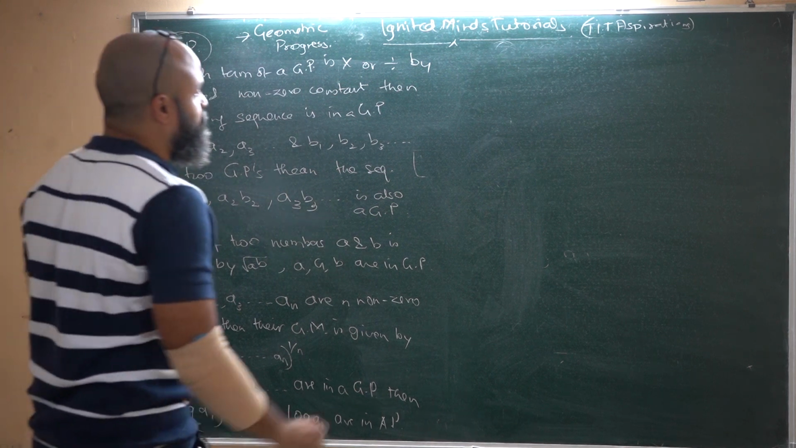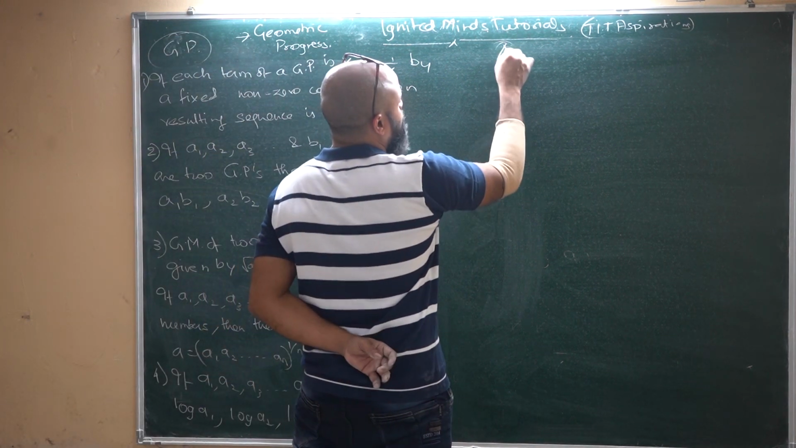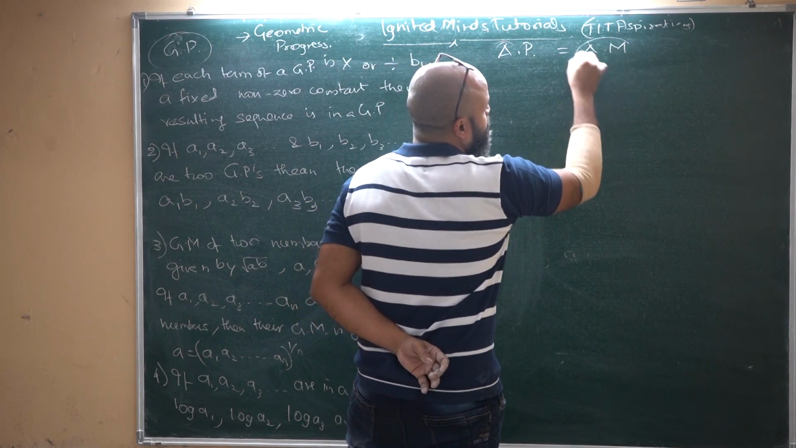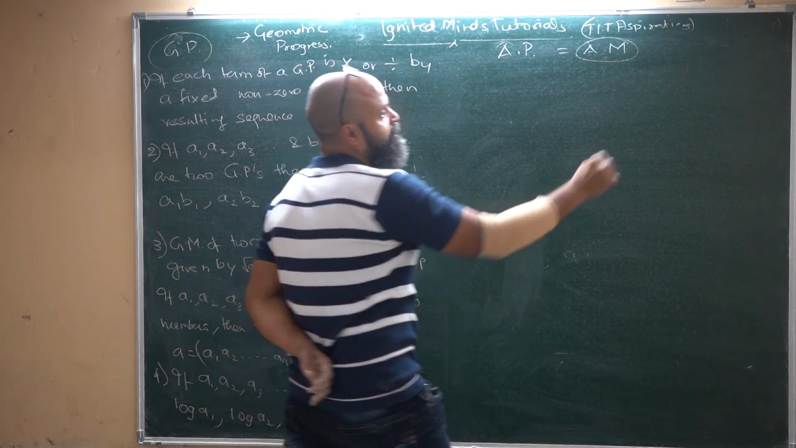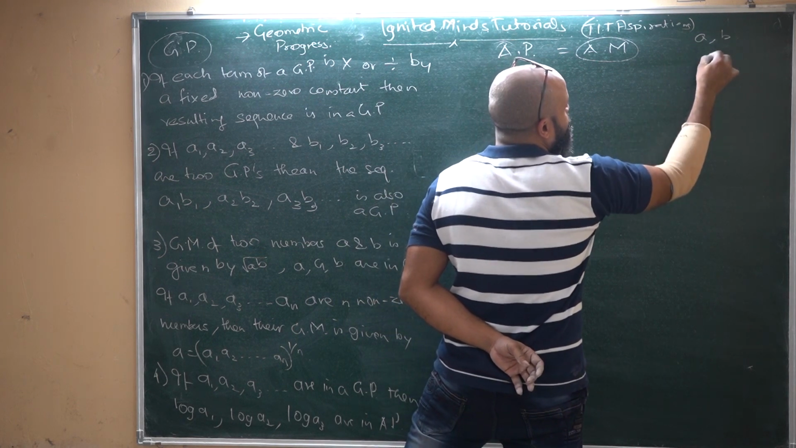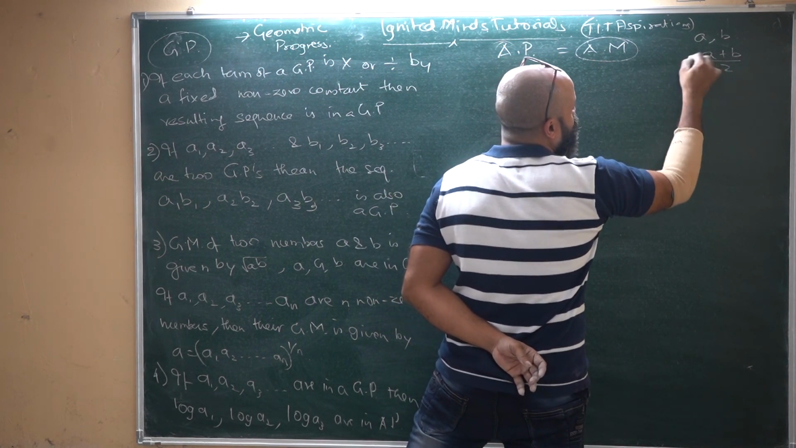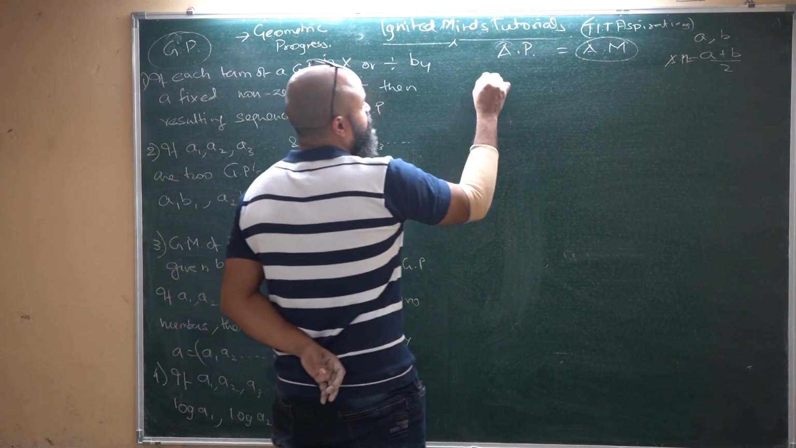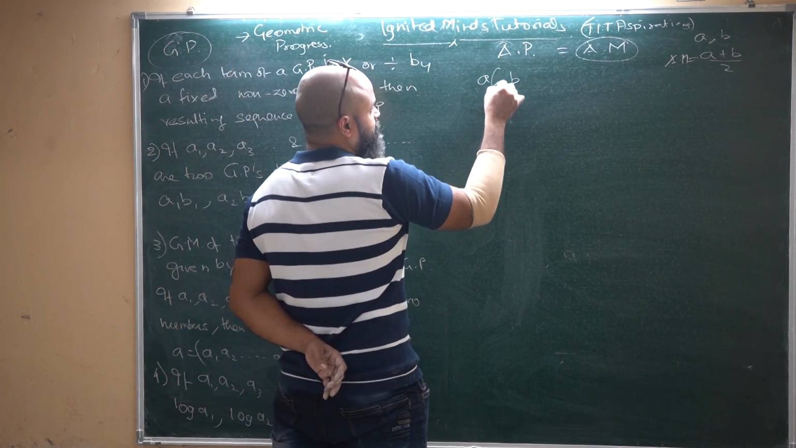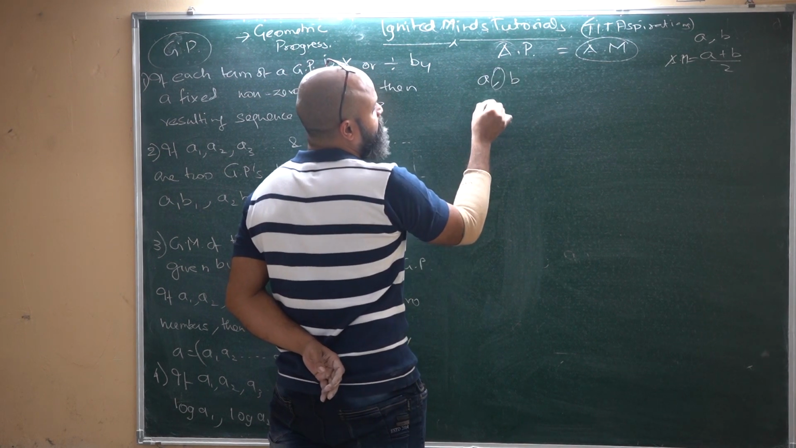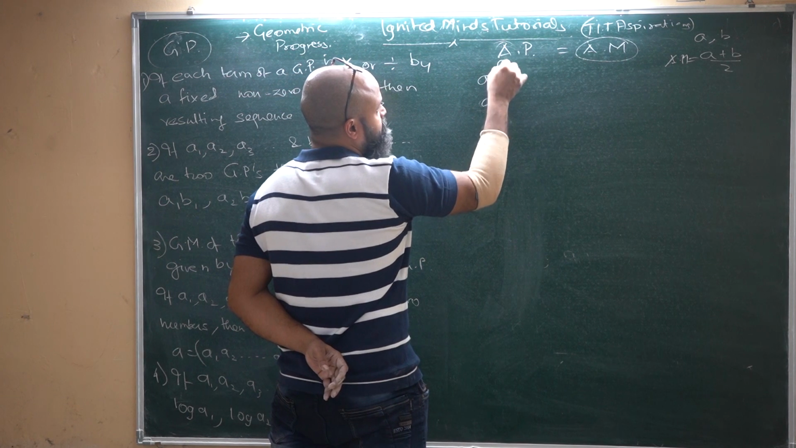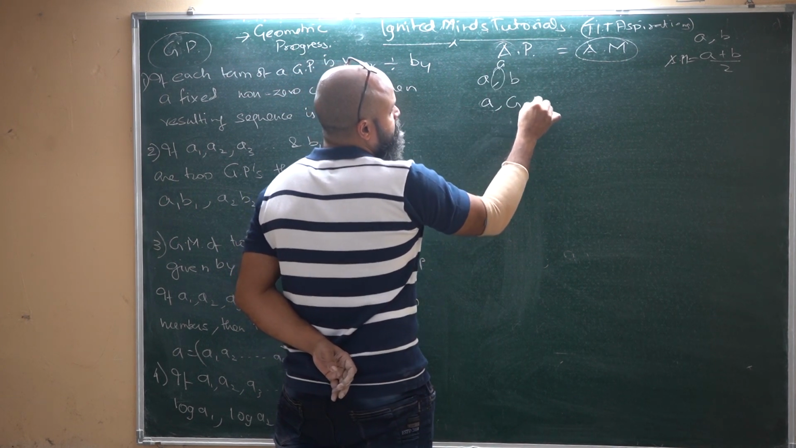Okay, now we'll move on. Just as we have in the case of AP, arithmetic progression, we have something called the arithmetic mean. The arithmetic mean between two numbers A and B is given by (A plus B) by 2. In the same way, for a geometric progression, if we have two numbers A and B and we have to insert a geometric mean between them, it looks something like this. Let's say we have another number, G, and this is the geometric mean.